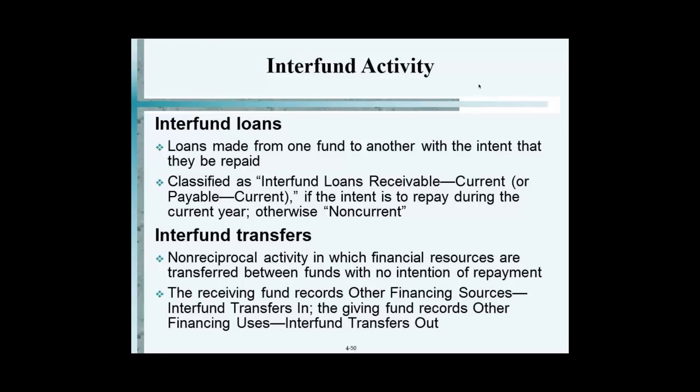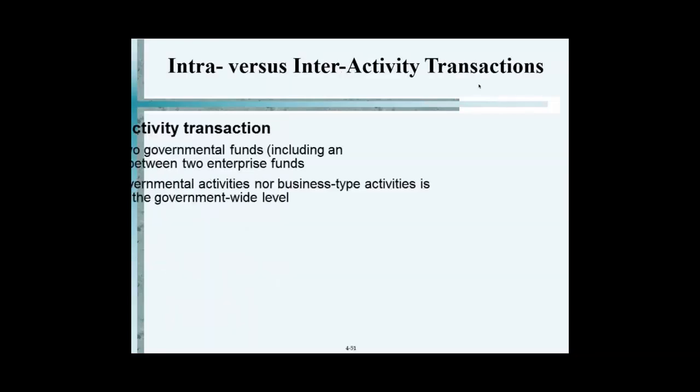However, if the transaction occurs between the governmental and the business type or fiduciary, they are recognized. Within the governmental funds, you still book it, but you don't want to be blowing up your balance sheet just because of internal transactions between governmental funds. So that's the reason. And we'll look at that more.